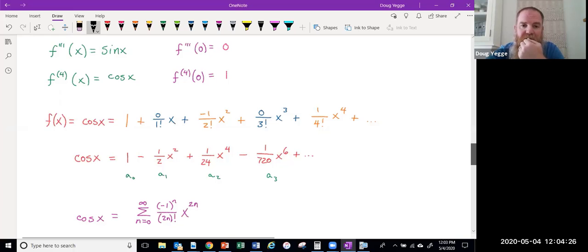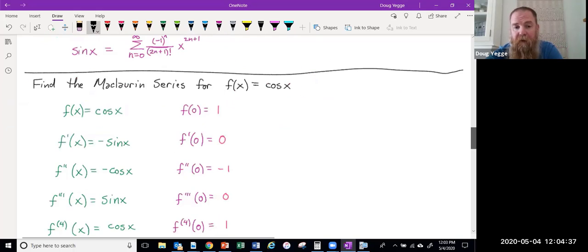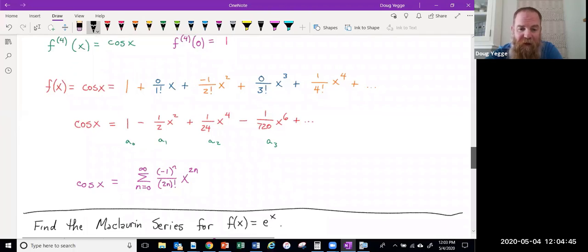All right, so let's look at sine x real quick. Sine of x was an alternating series, and it only had the odd powers. Now I look at cosine x, also an alternating series, but it only has the even powers. Now let's look at e to the x.